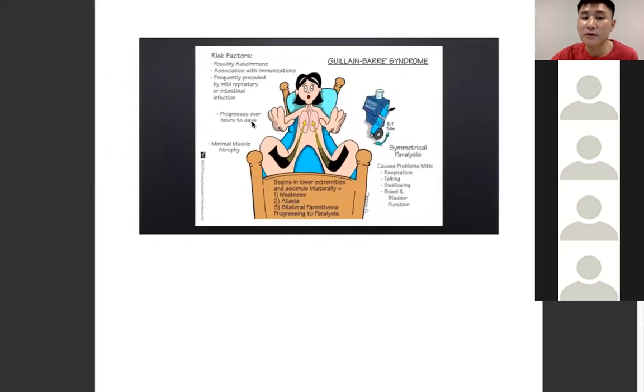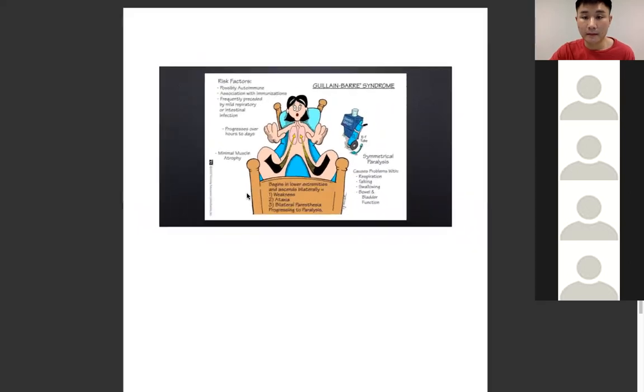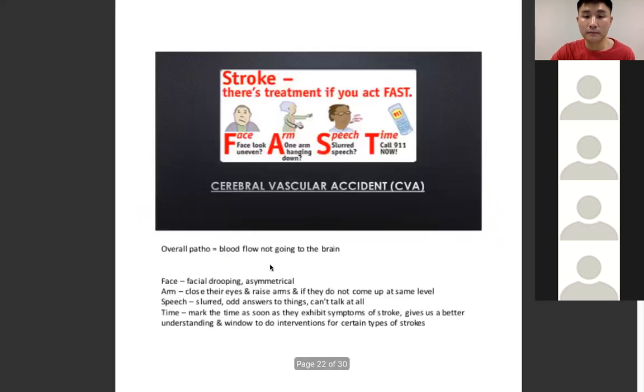It usually progresses over hours to days, and it begins in the lower extremity and ascends bilaterally, meaning that it's symmetrical. Both sides of the body will be affected. The first sign will be weakness, then ataxia, and then bilateral paresthesias progressing to paralysis.